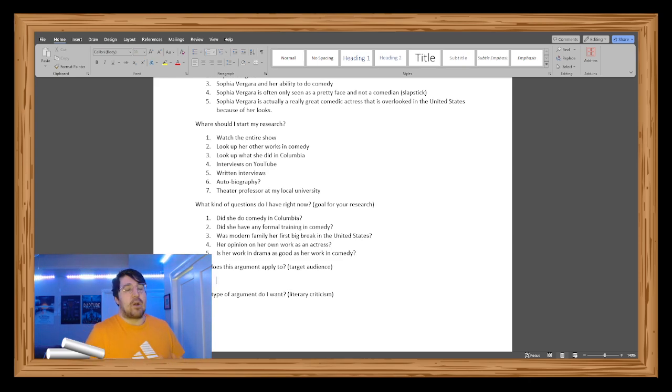When you are writing an argument, you need to ask yourself, who is the target audience that this is for? Who is going to be reading this? Who should be reading this, right? And that will determine a lot of things, like what kind of language you use, what kind of tone you want to use, what level of research you want to use, what kind of structure you want to have for your work, all these kind of things.